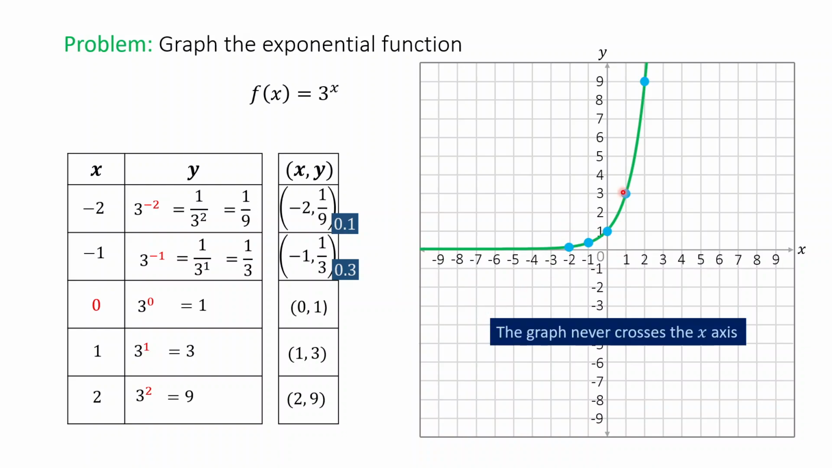So you see here, this graph never crosses the x-axis. As the x decreases, the graph is getting closer and closer to the x-axis. Closer and closer to the x-axis. And finally, it touches the x-axis at -infinity.